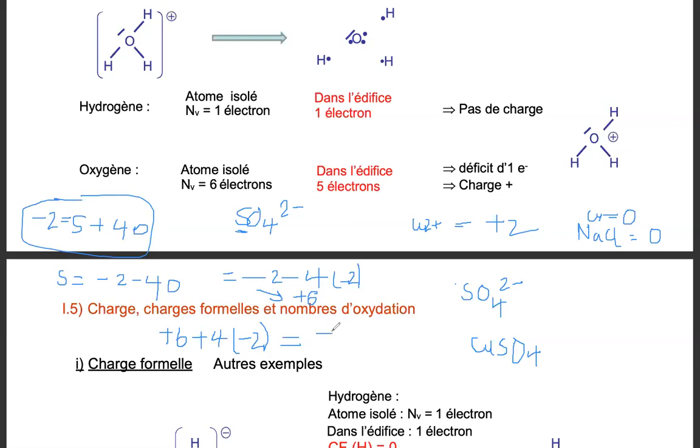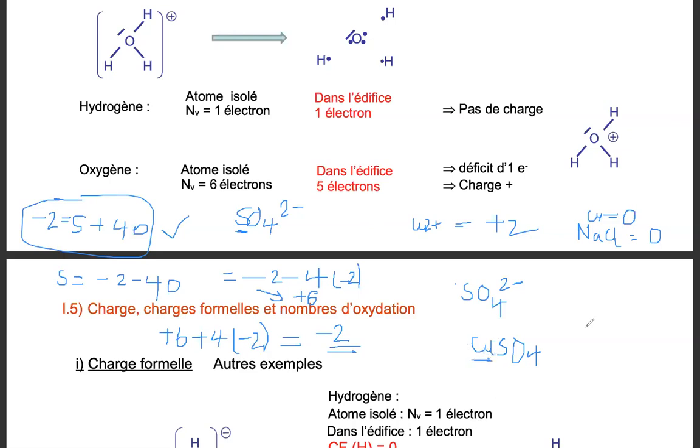Exactly, so it gives -2. Therefore, the oxidation state for sulfur in the sulfate is -2. Then we calculate for copper in the sulfate.